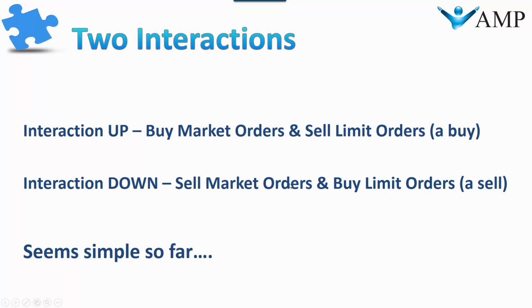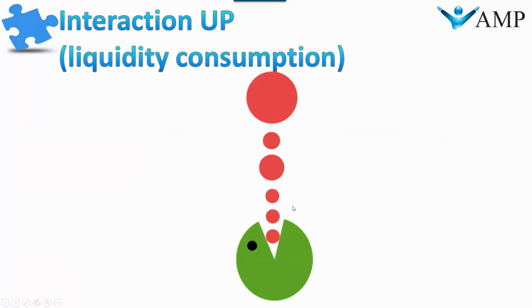Now if all interactions have a buy on one side and a sell on the other, then that would seem like a neutral event. And if these interactions were neutral, then price wouldn't move. Now they aren't neutral because we have strong forces reacting with weak forces, and that's where liquidity consumption comes in.